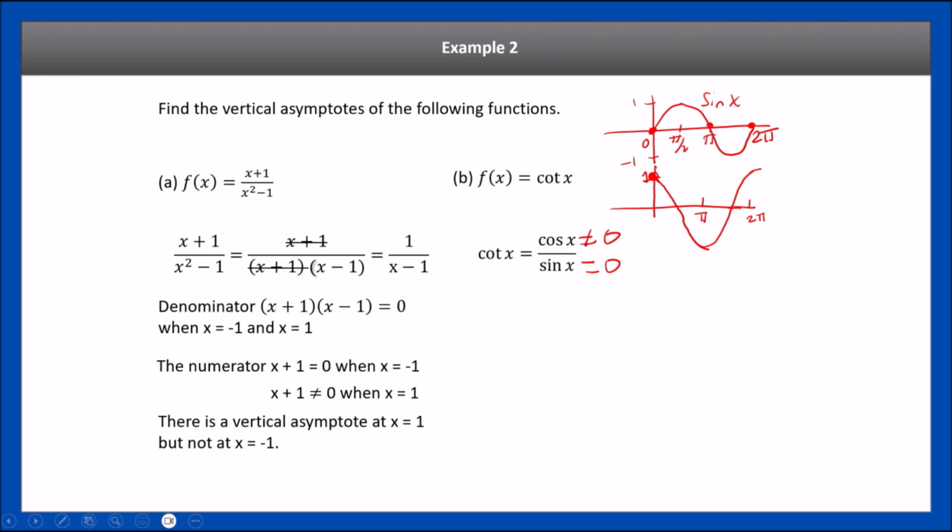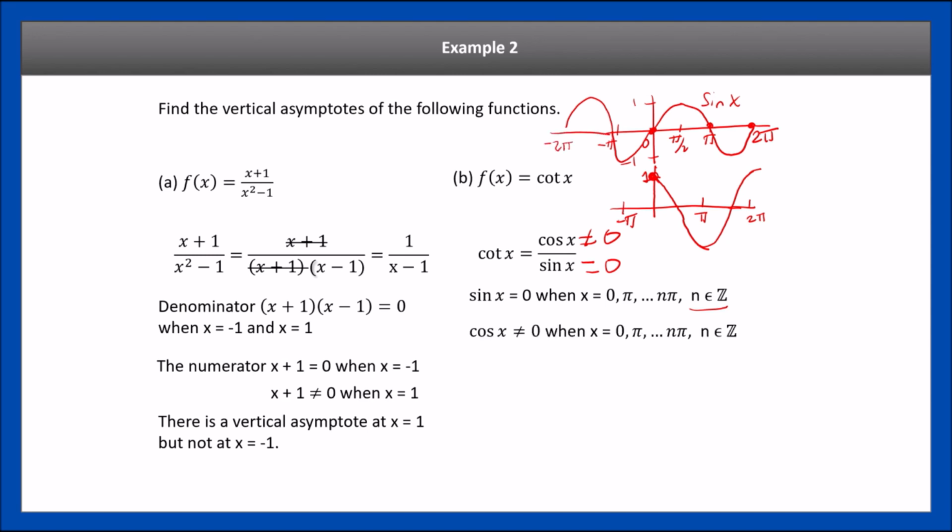So we can say with confidence that when x is 0, pi, 2 pi, 3 pi, n pi, where n is an integer. So n could also be negative, because you can have -1 pi, and that would also get you to 0, all right? Same thing with -2 pi, right? So n could be positive or negative. And cosine is non-zero at those same values, and therefore by theorem 5.1 we have a vertical asymptote. There are infinitely many at x equals n times pi.